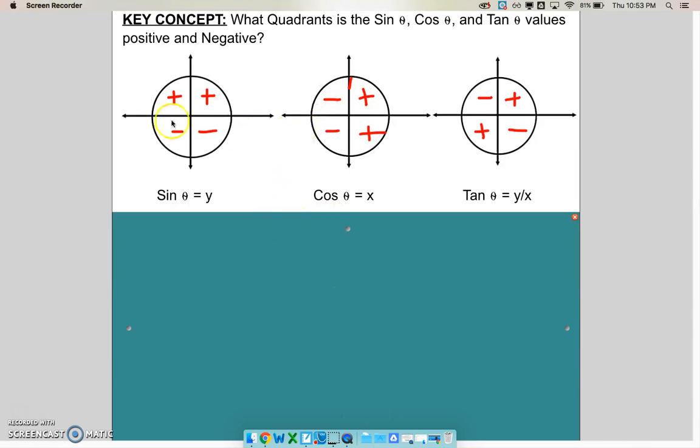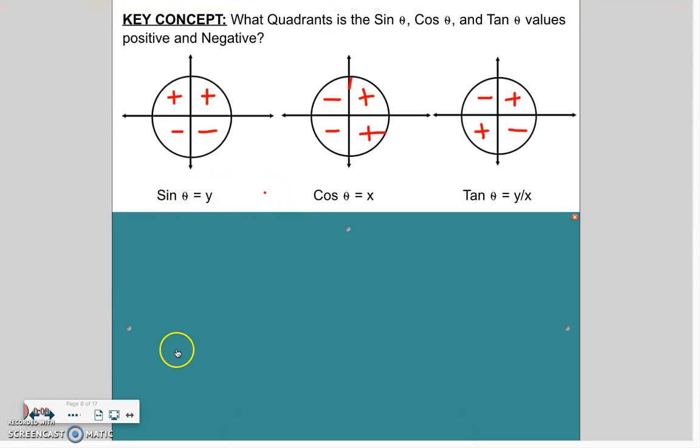All right, now part two. Just to review a little bit of part one, we were talking about how sine value correlates with the y, cosine correlates with x, and tangent is a relationship of opposite over adjacent, or y over x. So as we saw before, sine is going to stay positive when the y value is positive, and cosine is going to stay positive when the x value is positive.